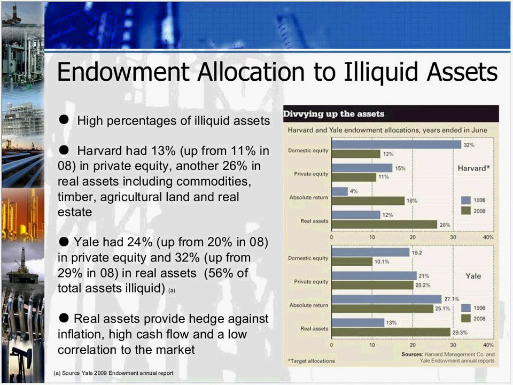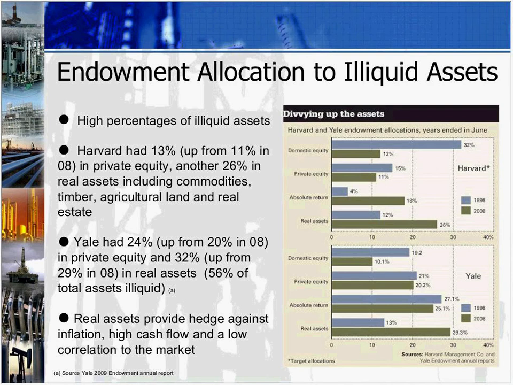which is they have a very high allocation to illiquid assets, very much higher than most family offices would have. Harvard had about 13% in 2010, up from 11% in 2008 in private equity. And they had another 26% of their total allocation in real assets, including commodities, timber, agricultural land, and real estate. Yale had 24%, which is up from 20% in 2008 in private equity, and 32%, which is up from 29% in 2008 in real assets.